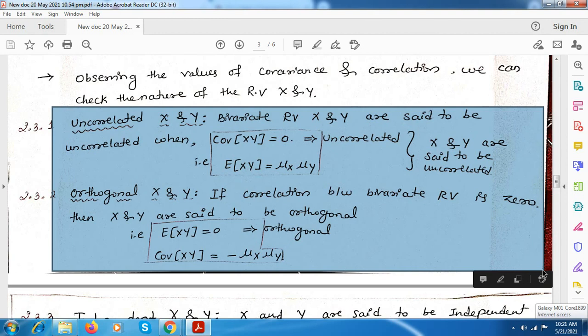There are two more conditions, that is when x and y are independent, and correlated x and y. We will see that in the next class. After seeing both those conditions, we will solve a few numericals and then again continue with the theory part of this module.